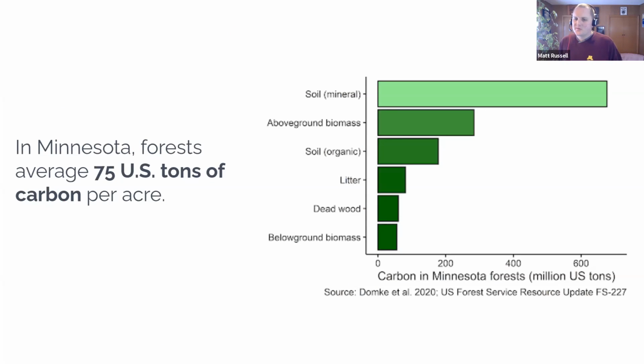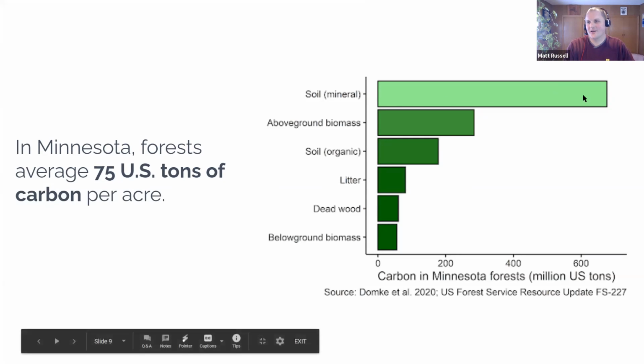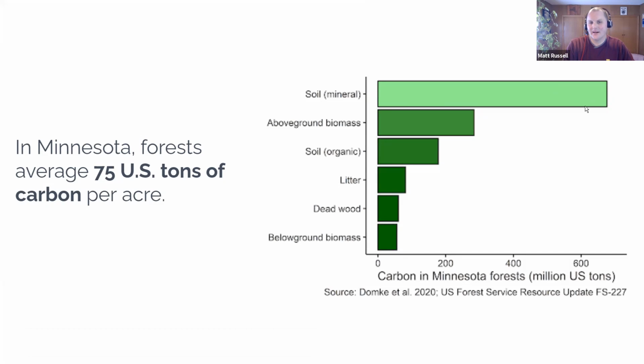These are some data from the most recent Forest Inventory and Analysis program summaries of the national greenhouse gas inventories on the role that forests play. If we look at Minnesota, we average about 75 US tons of carbon per acre, one ton being equal to 2,000 pounds. You can look at the graph here across the different pools that we have. By far, the mineral soil is the largest contributor. That's where most of the carbon is actually stored in our forests, particularly in certain ecosystems in the state.